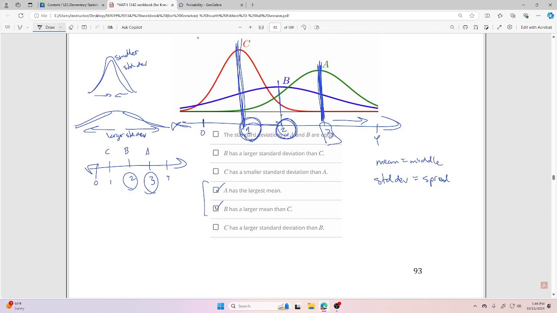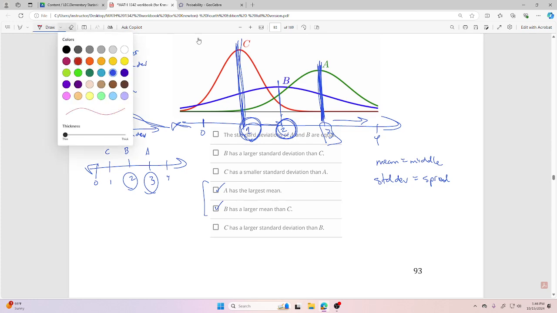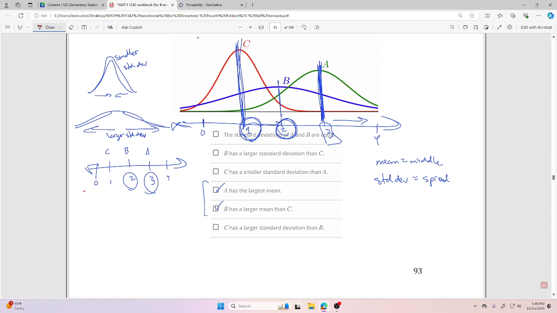So let's go through all the questions about spread and standard deviation. The spread of A and B are equal. Are A and B spread out the same amounts? No. So that's a no. B has a larger spread than C. Is B more spread out than C? Yes.